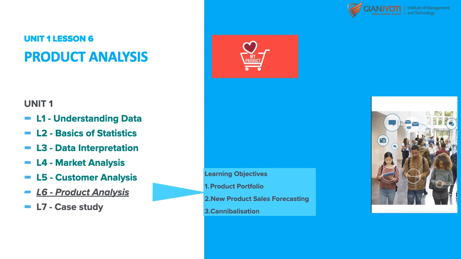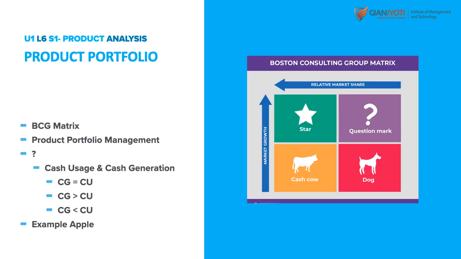The learning outcomes for product analysis are product portfolio, new product sales forecasting, and cannibalization. Let's start with product portfolio. You might have studied in detail the Boston Consulting Group matrix, which we call the BCG matrix. Now you already know the product life cycle. When we talk about the product life cycle, we are talking about a single product. Here we are talking about the product line. A company has many products.